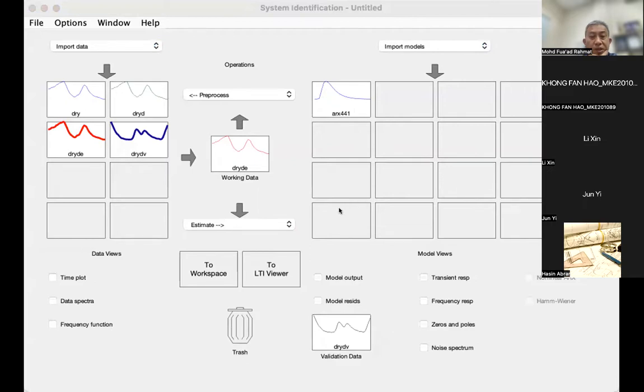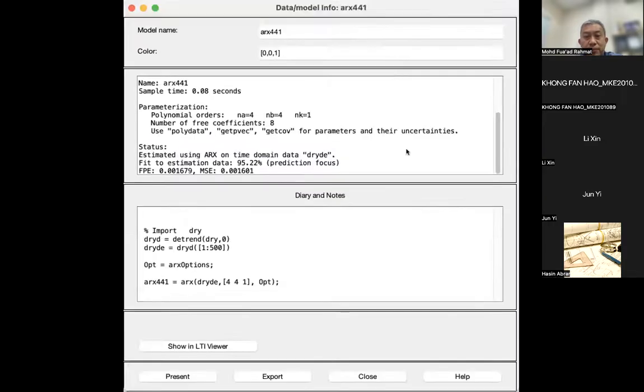0.001679 is zero, meaning that is good. Okay, very good. MSE is also zero, 0.01601 is also good. And the fit to the estimation data is 95.22% for dry DE. Just scroll. This is the ARX model B over A. And then this one is the validation or verification tools, which is shown here.